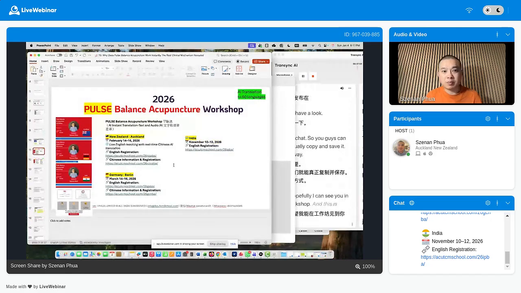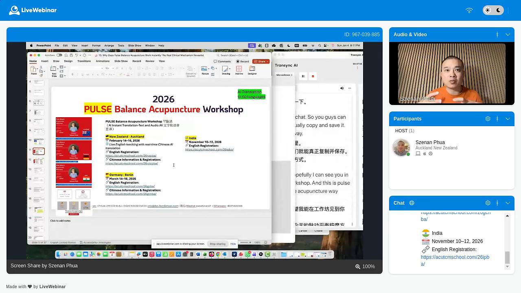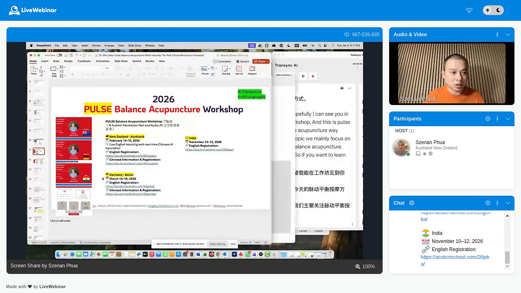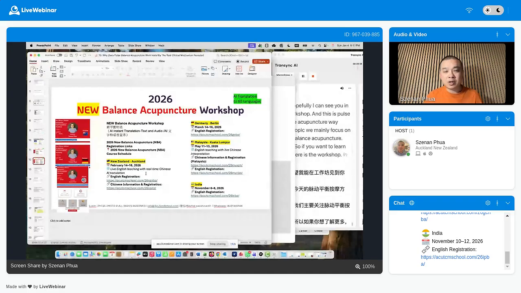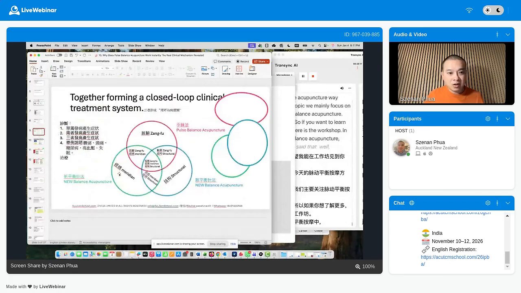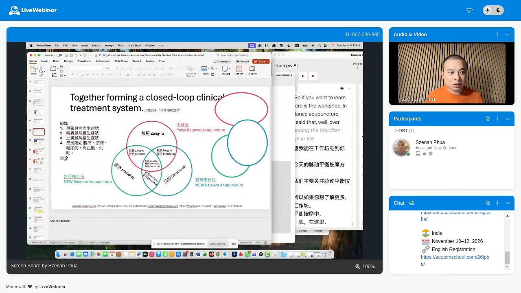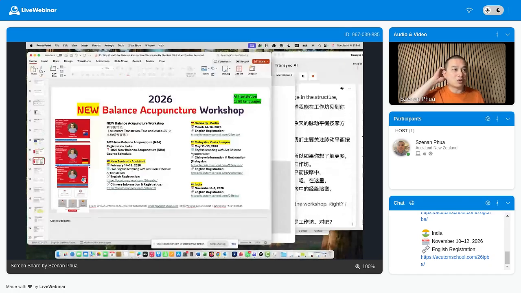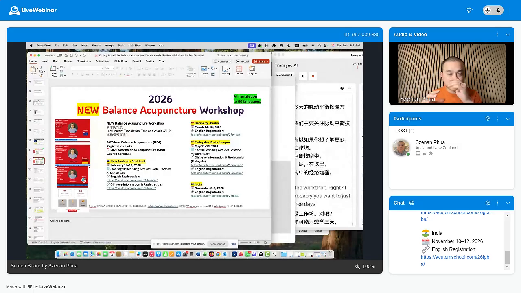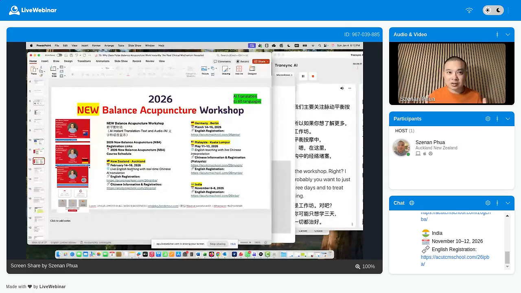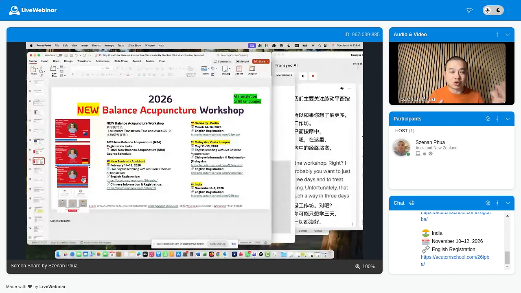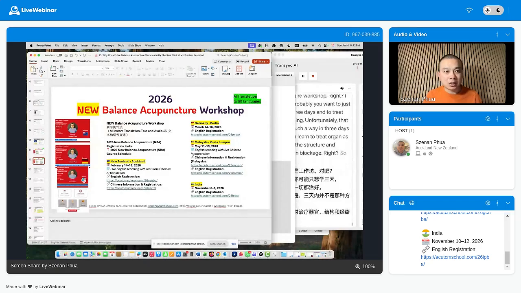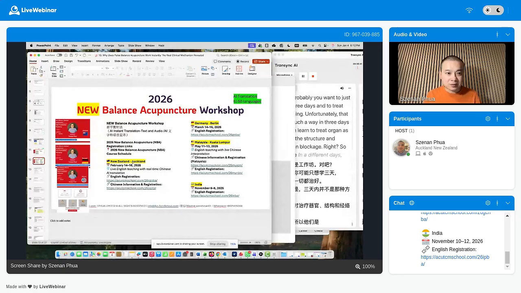And this is Pulse Balance Acupuncture, where today our topic mainly focuses on Pulse Balance Acupuncture. If you want to learn more, here is the workshop. In New Balance Acupuncture, we treat the meridian blockage and the structure. I know you probably want to learn in just 3 days and treat everything. Unfortunately, there is no way in 3 days to learn to treat the organs as well as the structure and meridian blockage. So they are in different days, different classes.